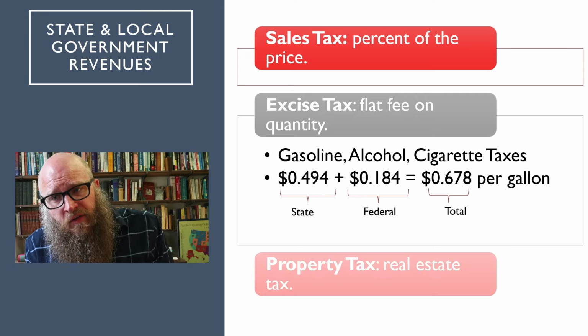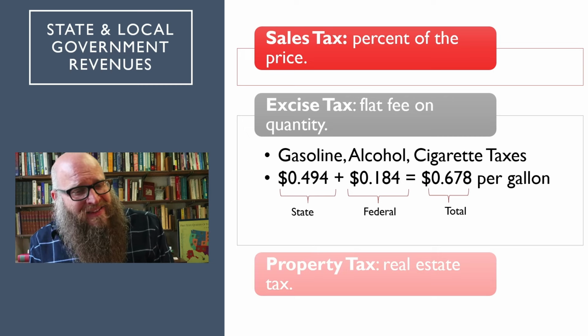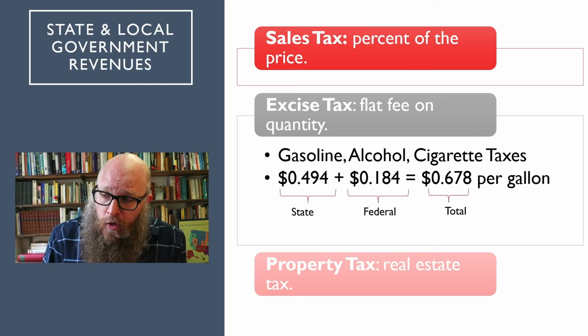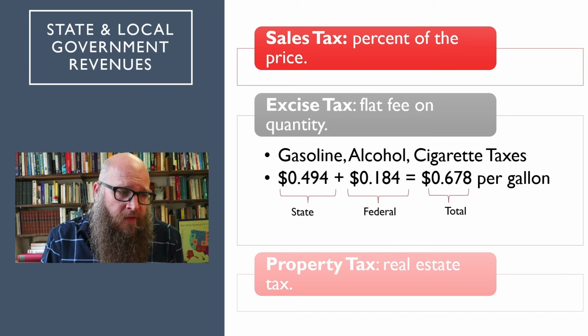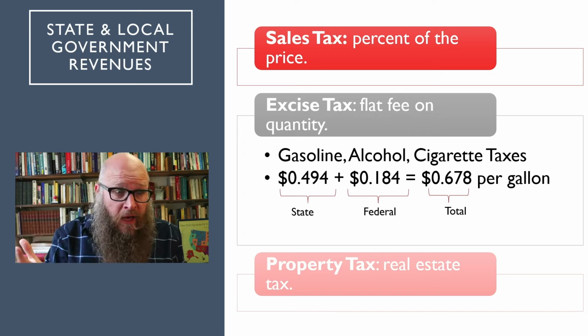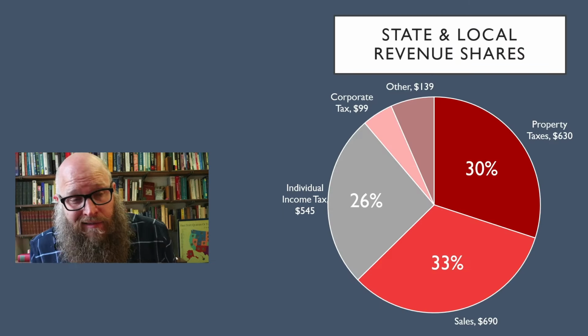Finally, property taxes. That's the other kind of big component here. Property taxes. This is like a real estate tax. Most of this goes to the local government, the county, and the municipal governments to help fund their things there. It's also kind of interesting because it's a wealth tax. It's one of the only wealth taxes we have, and it's a big component. How big? Here's the next slide.